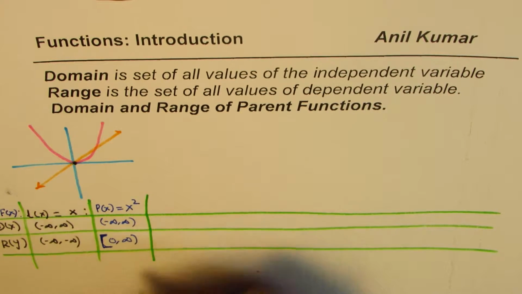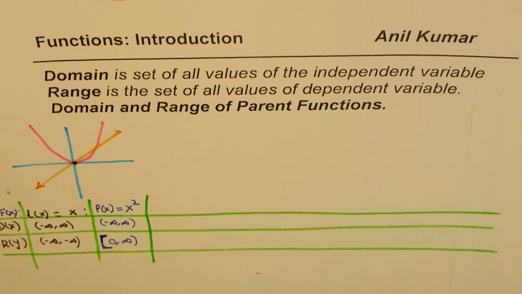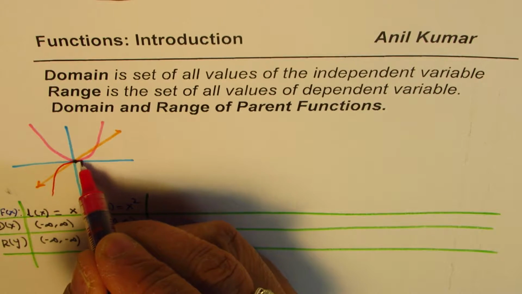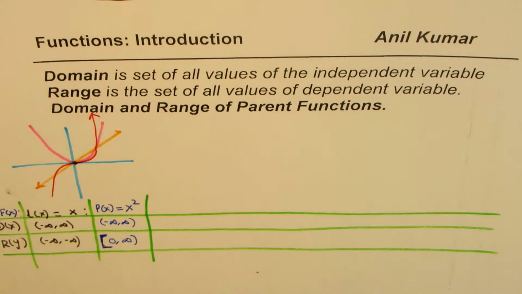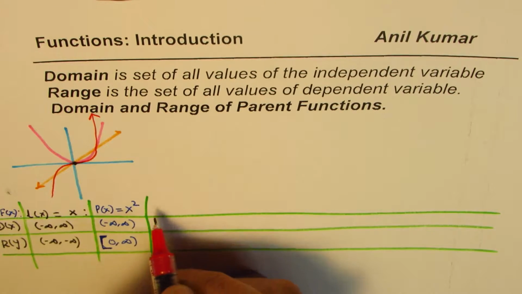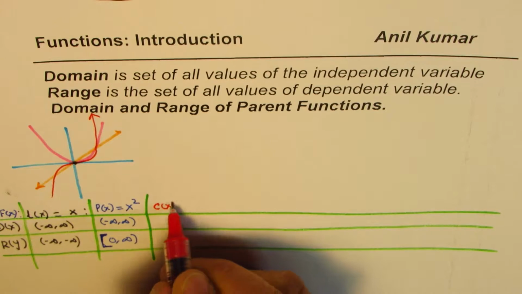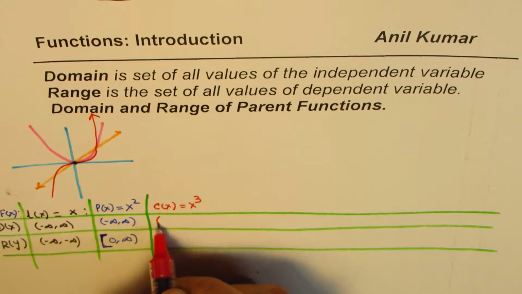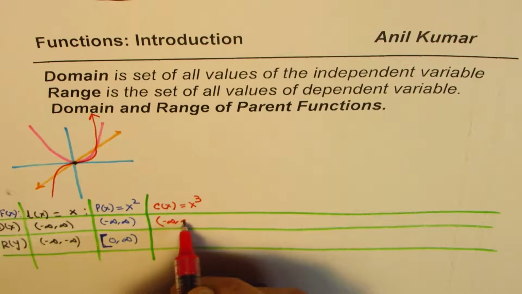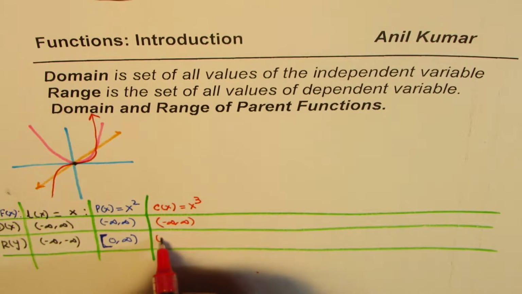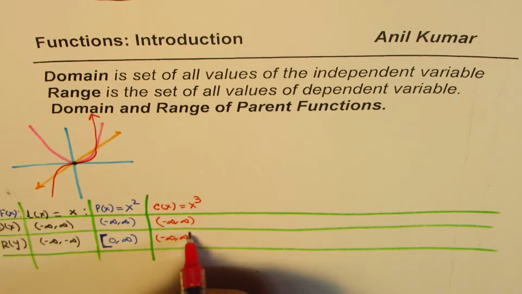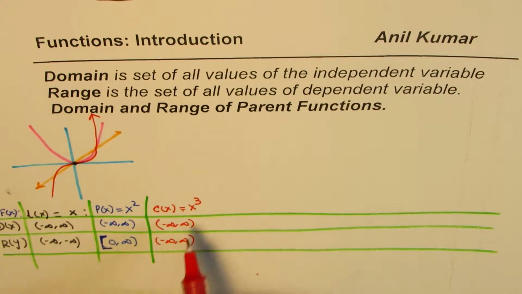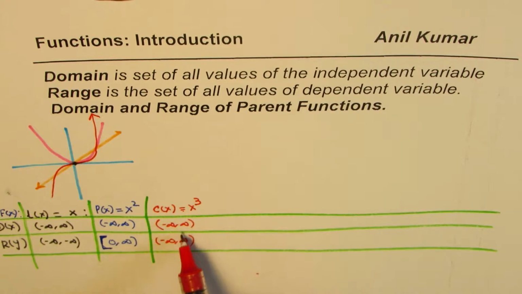So we get this. Now let me add one more here, and that is a cubic function, which is kind of like this. We'll call this function c of x. The cubic function is equal to x cubed. And here, there are no restrictions on the domain, minus infinity to plus infinity, neither on range, minus infinity to plus infinity. All polynomials which are odd degree will not have any restrictions on domain and range.